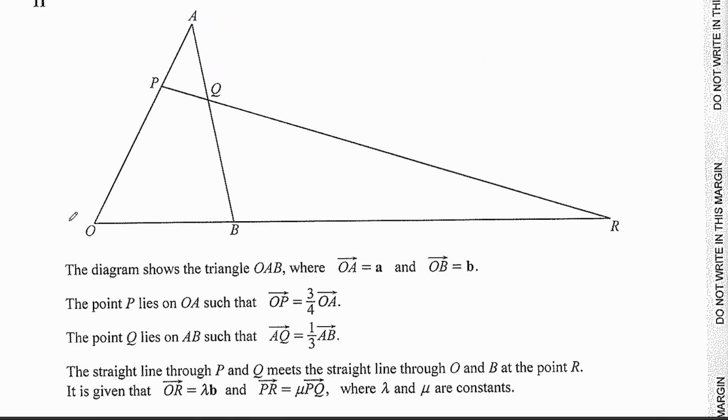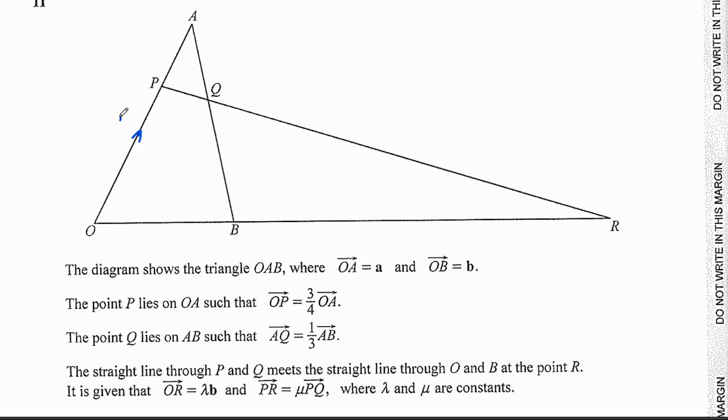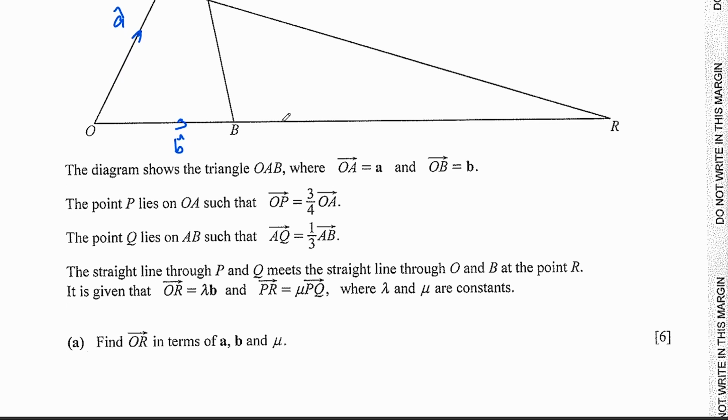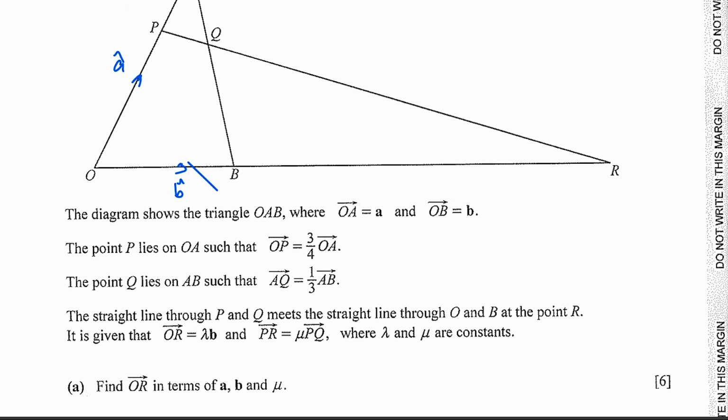Okay, question 11 is vectors. So OA is A, OB here is B. Point P lies such that OP is 3/4 of OA and AQ is 1/3 of AB. So first we want to find OR in terms of AB and mu. So mu, we need to include PR and PQ in the calculation.